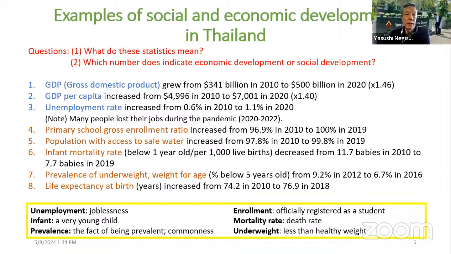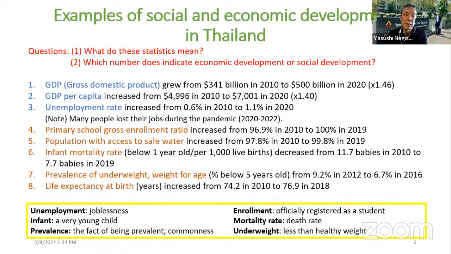Number 7 is prevalence of underweight, weight for age, a percent below standard, a 5-year-old. This number indicates those underweight children who are below the standard. And in this case, there are 9.2% underweight children in year 2012, which decreased to 6.7% in year 2016.